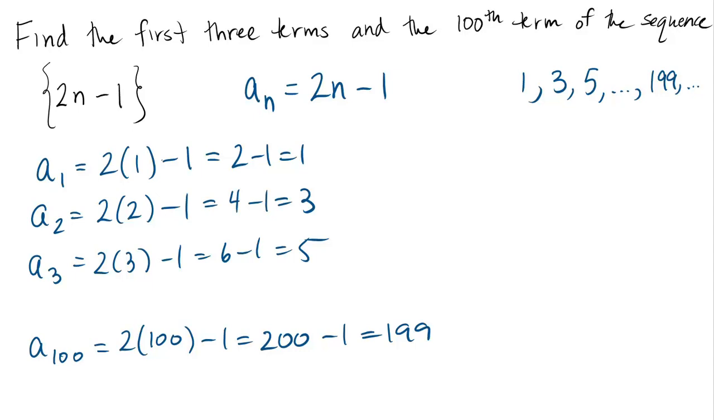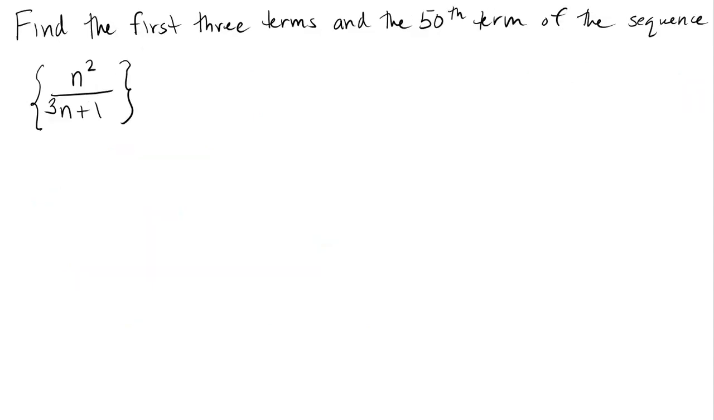Let me give you one to try. I want you to find the first three terms and the 50th term of the sequence generated by the formula n squared over 3n plus 1. Pause the video and see if you can come up with the first three terms and the 50th term.